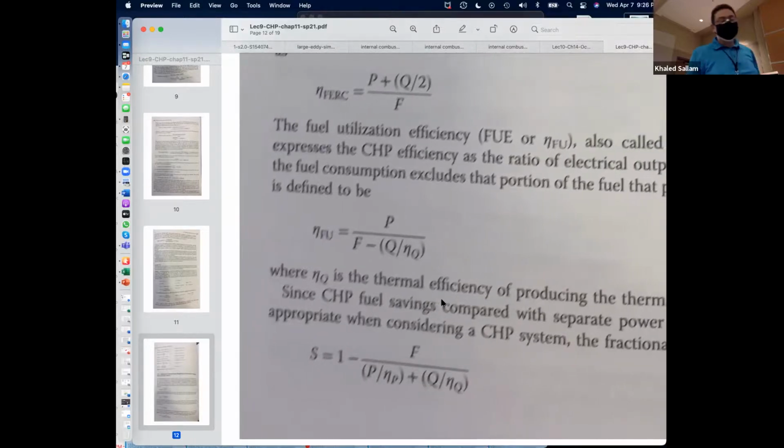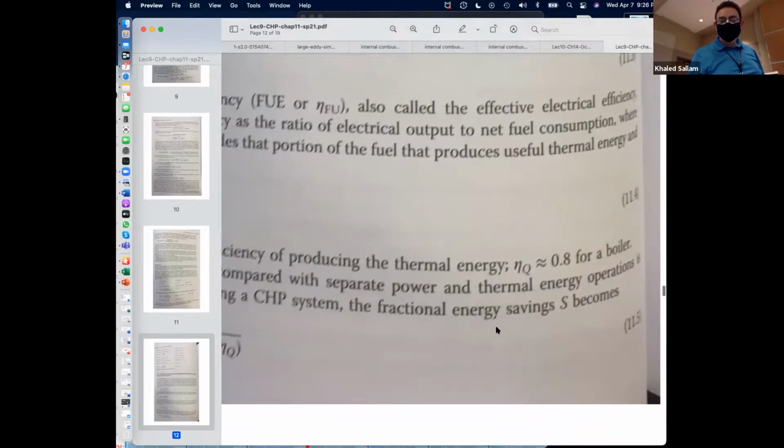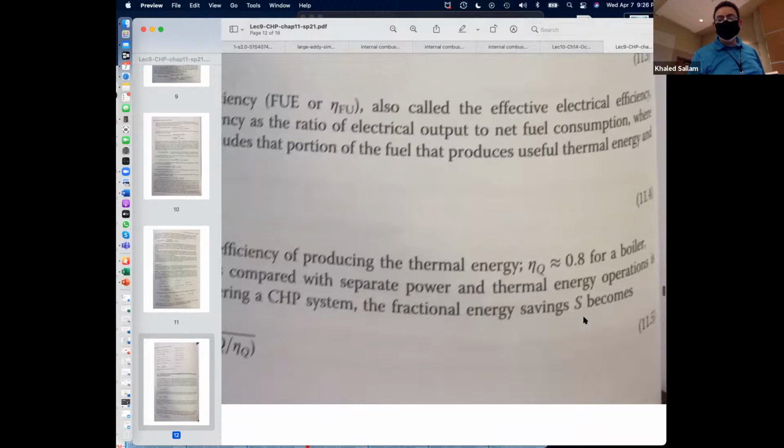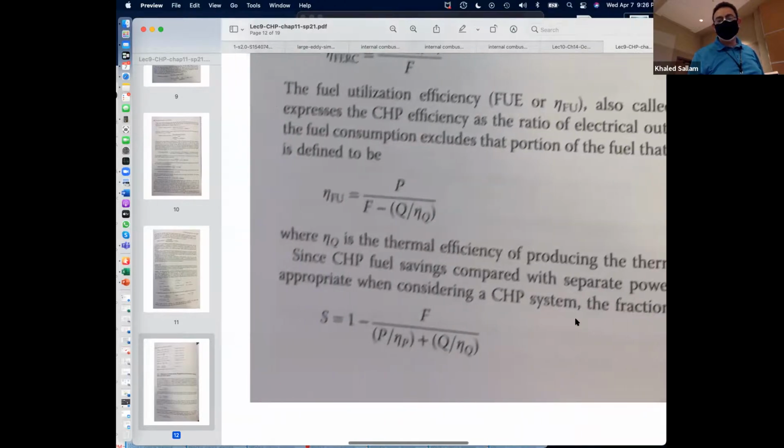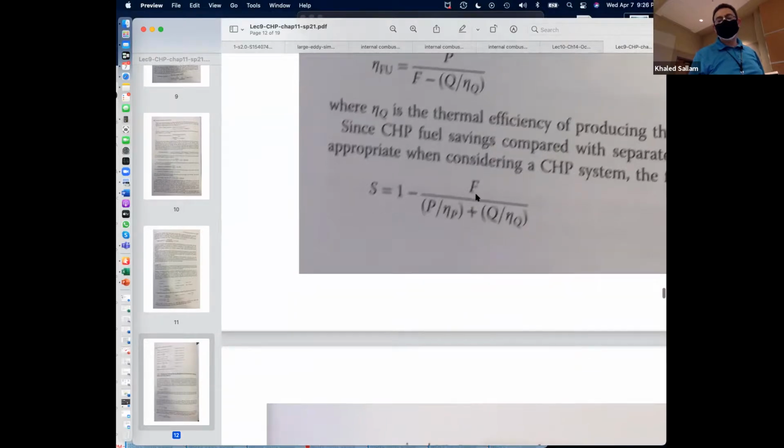And the last one is the fractional energy saving. Okay, what's the fractional energy saving? 1 minus F over P over eta P plus Q over eta Q. Okay, so when you think about it, this is how much did we save because of the combined cycle.